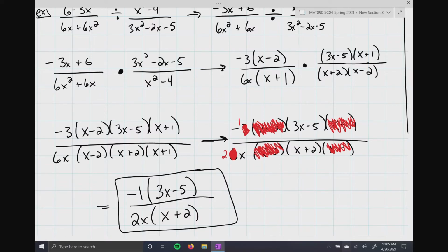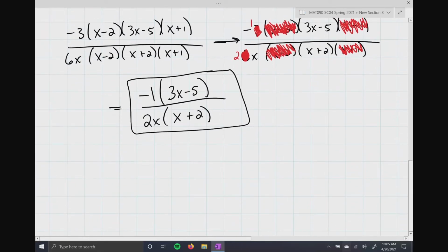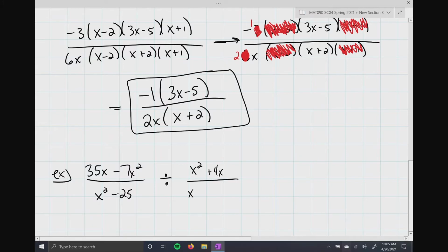All right, I'm going to give you one to do then. This is for you, okay? I'm going to give you like 5 minutes to do this because it's going to take a little bit of time. So here is your problem. 35x minus 7x squared over x squared minus 25, divided by x squared plus 4x all over x squared plus 3x minus 10. So go ahead, please do that one.